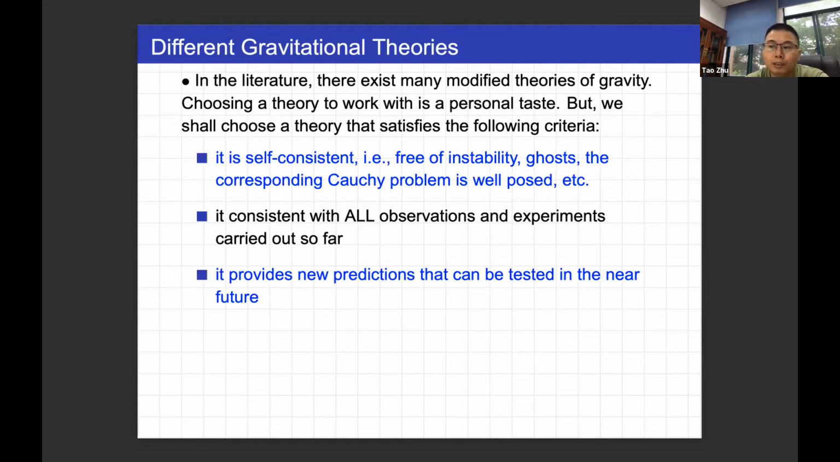Choosing a server to work with is normally a personal taste. Here, we chose a server that satisfied the following rules. First of all, the server is self-consistent. That means it should be free of instability, ghosts, and the corresponding Cauchy problem is well posed. Second, it should be consistent with all observations and the experiments carried out so far. And at last, it can provide new predictions that can be tested in the near future.